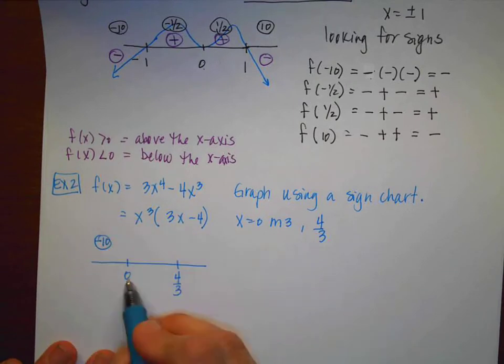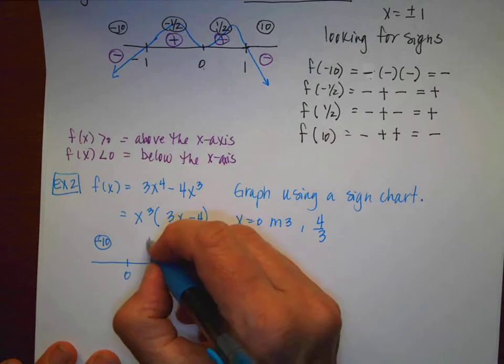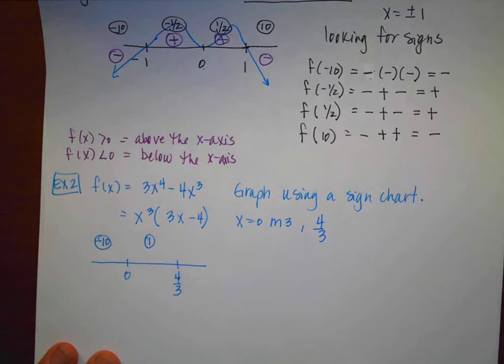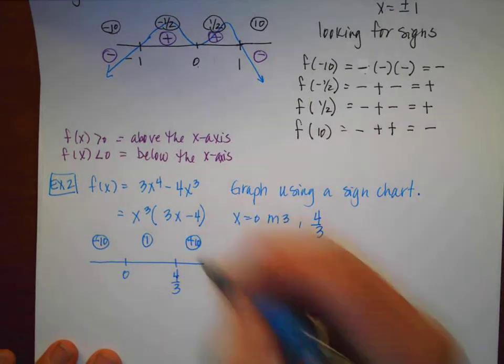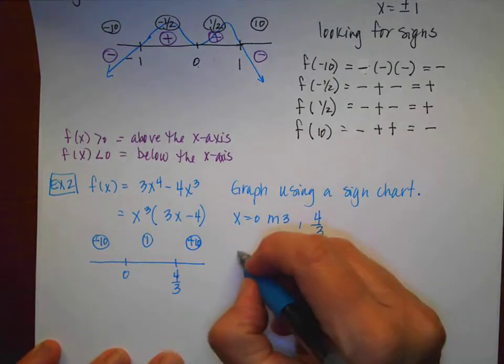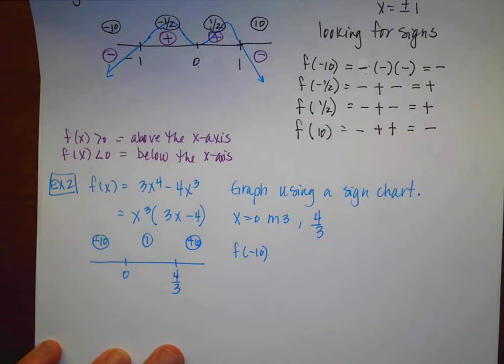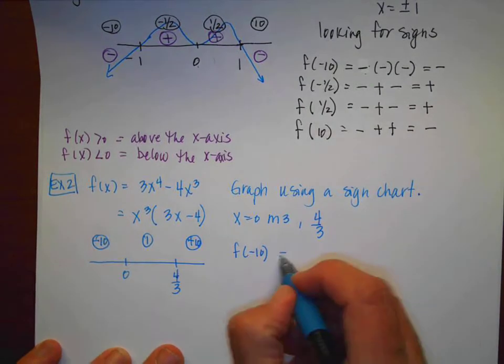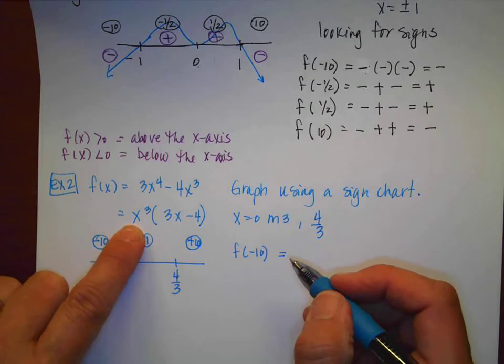So then I'm going to pick my values. So we have a negative 10. In this interval, 4/3 is 1 and 1/3. So I'm going to pick a 1 because I want to pick easy numbers. And then I'm going to pick a positive 10 in this interval. So the next thing that we do is we evaluate the function at those points. And remember, I don't care what the value is. All I want are the signs. And I'm going to evaluate it in factored form.